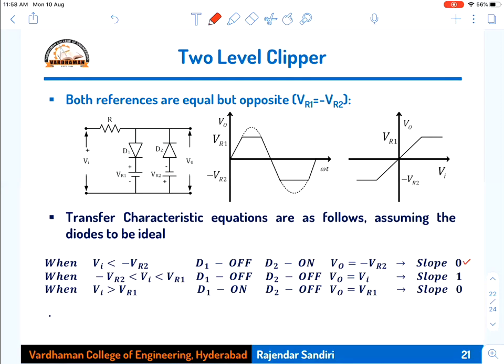Okay, so the upper portion and lower portion slopes are 0, the middle portion slope will be 1. In the middle portion only you will be getting output voltage equal to the input voltage. In the upper portion and lower portions, the value is equal to the reference voltages. So in this case it will be V0 is equal to minus VR2, where the slope is equal to 0. In this case, V0 is equal to VR1, where the slope is equal to 0 again. And in the middle one, V0 is equal to Vi, and the slope is equal to 1.